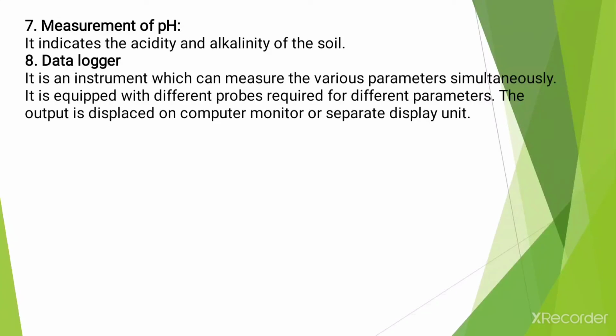Now the second last is the measurement of pH. It indicates the acidity and alkalinity of the soil, and pH meters are used for the measurement of pH. The next is the data logger. It is an instrument which can measure various parameters simultaneously. It is equipped with different probes required for different parameters, and the output is displayed on a computer monitor or a separate display unit. So here this lecture is finished.